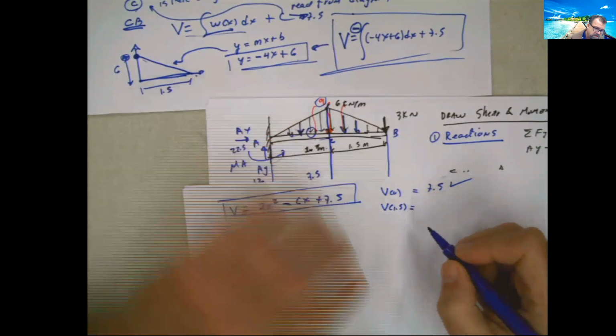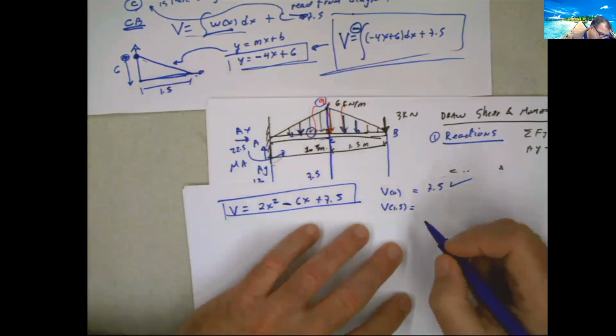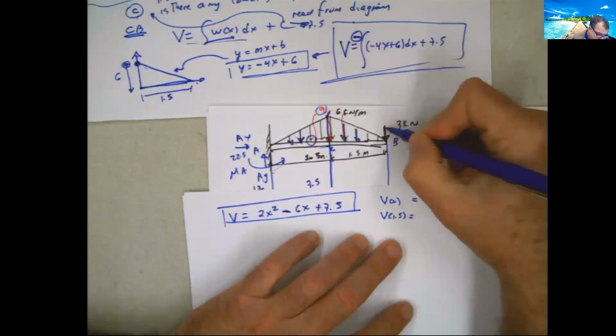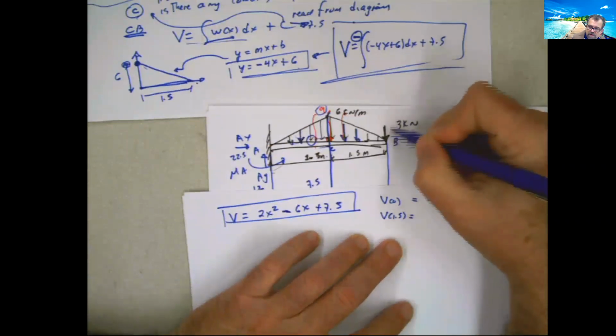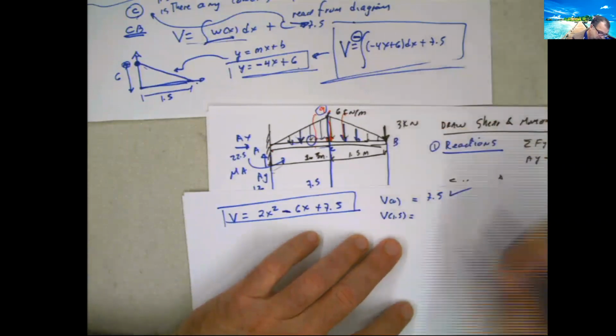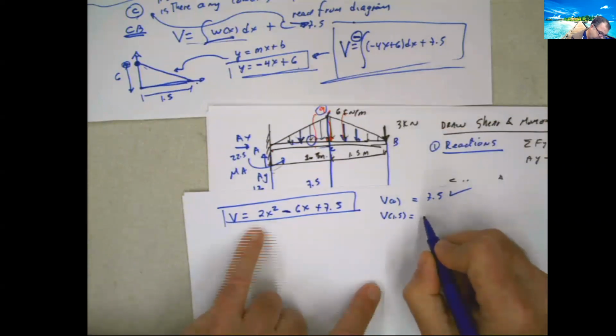Oh, we're half and half. 0, 0, 3. It should be 3. Why 3? Because when I go to this point, I'm going to find this force of 3 pushing it down to 0. Okay? Now, let's see if it's 3 or not.